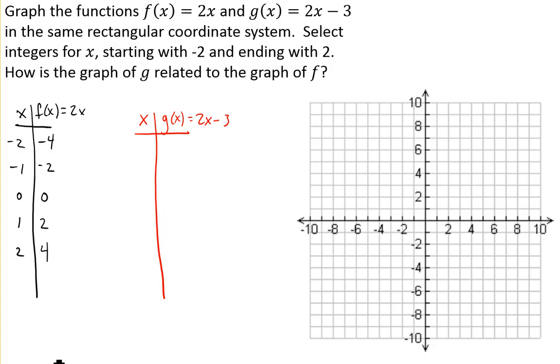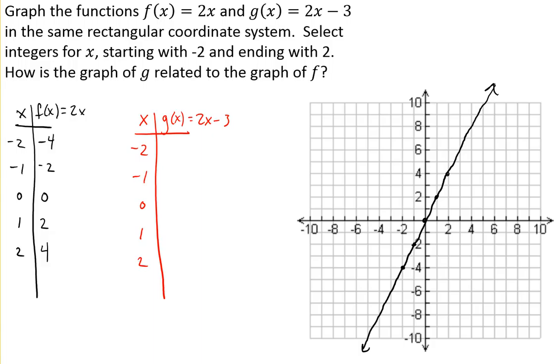So let's go ahead and get those points plotted before we look at the function g. So I have the point -2, -4, and then we've got the point -1, -2, and then 0, 0, 1, 2, and 2, 4. So those are all nice and lined up in a straight line, so we go ahead and connect those with a line, and that's the graph of f.